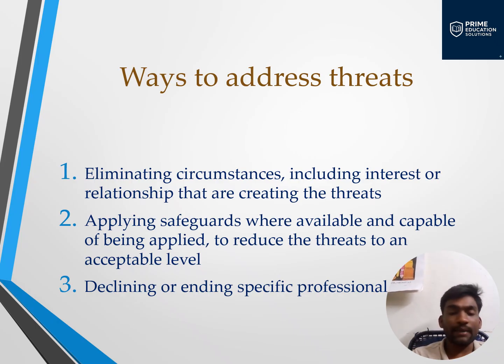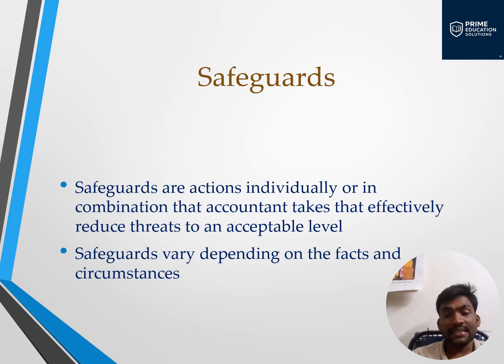If the two things above are not possible, decline or end the specific professional activity. We need to cancel that professional activity. We need to decline or end that professional activity. So there are three ways to address the threat: eliminate the circumstances creating the threat, including interests and relationships; apply safeguards capable of being applied to reduce the threats to an acceptable level; or decline or end the specific professional activity. Now let us understand safeguards.